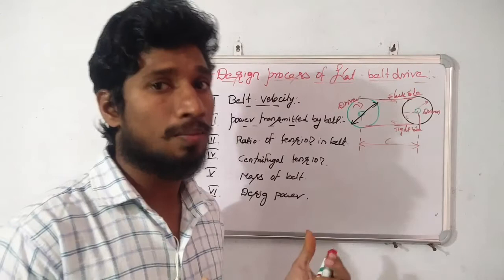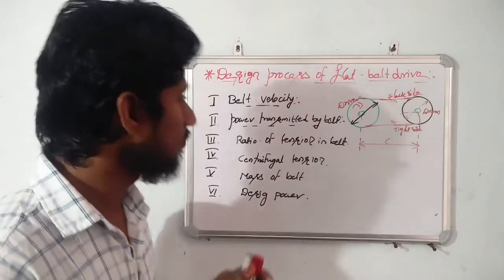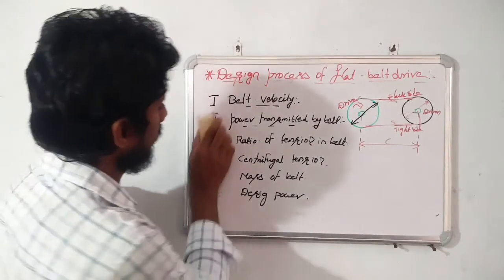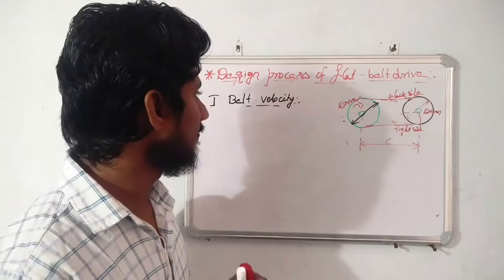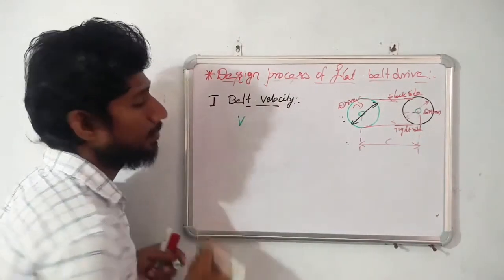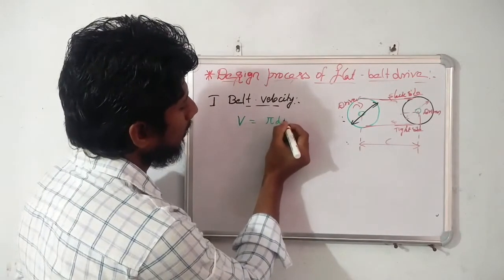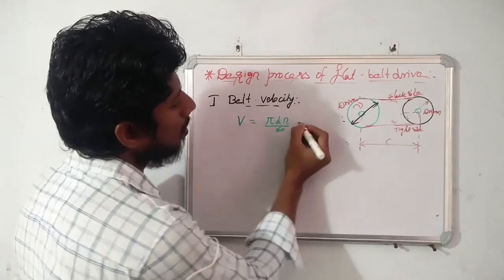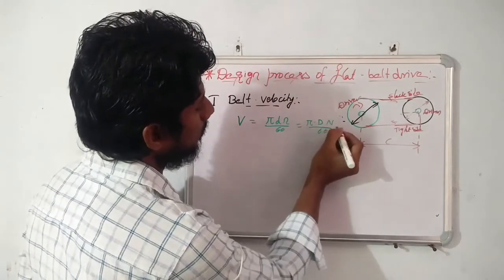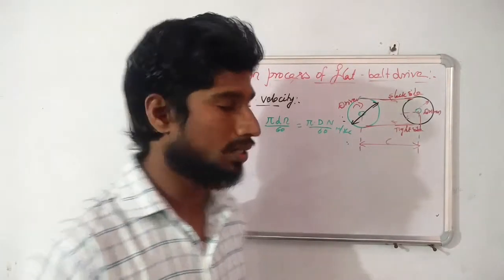Let's see what the formulas involved here are. Let's see one by one here. First one is the belt velocity. That belt velocity is indicated by V, that is equal to, we know, pi d n by 60 or pi into capital D into N by 60 meter per second. So it is the formula to find out the velocity of the belt.